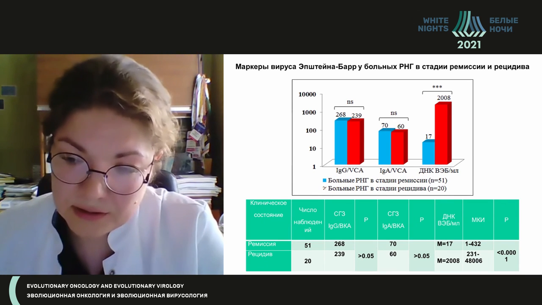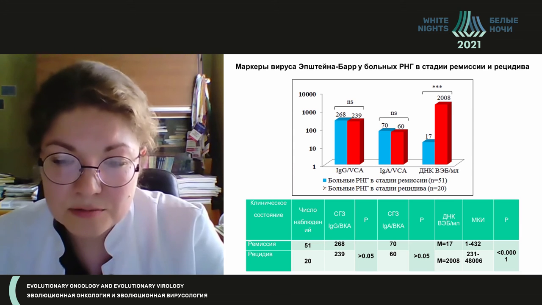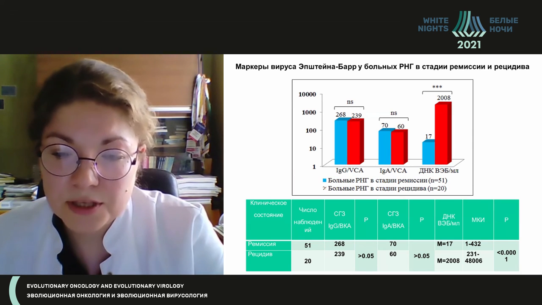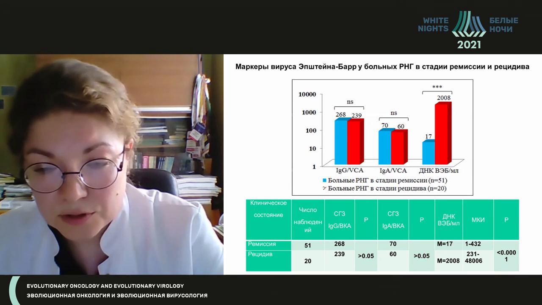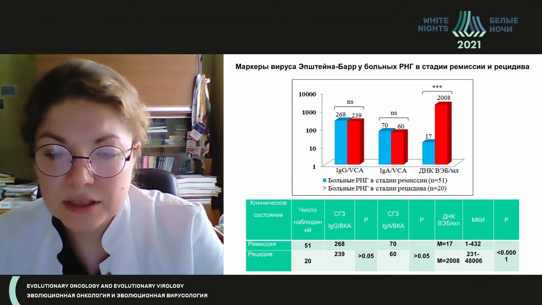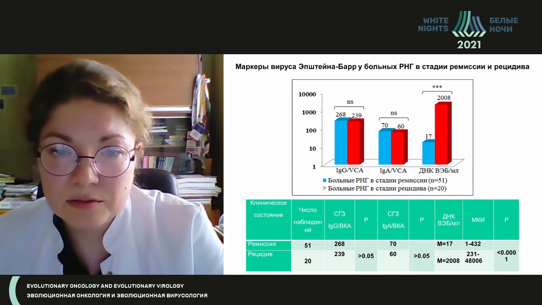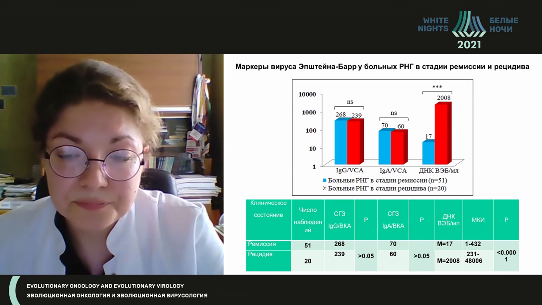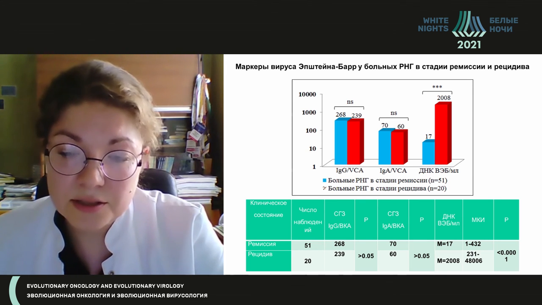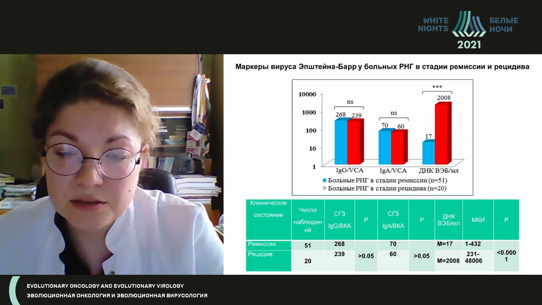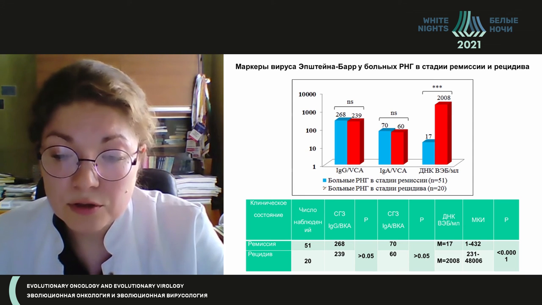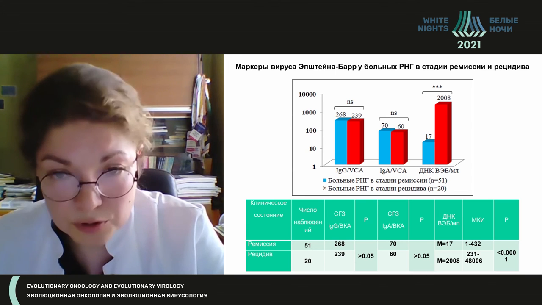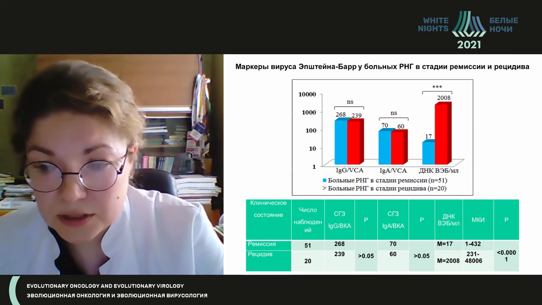And in order to see if those markers are useful for various settings, we also compared the titers of EBV-specific antibodies and the viral concentration in nasopharyngeal cancer patients in remission and in relapse. We see that IgG and IgA antibodies in patients in remission and relapse were similarly high, and the differences between them were not statistically significant.